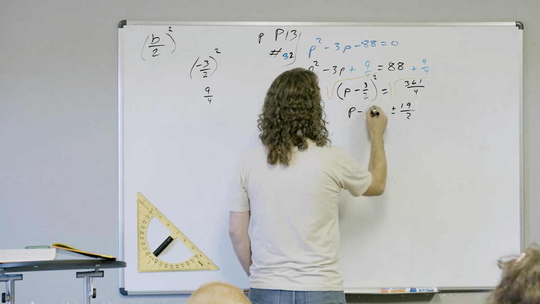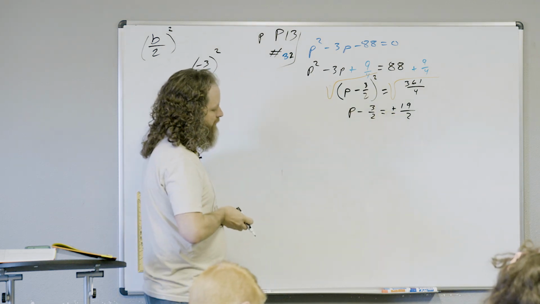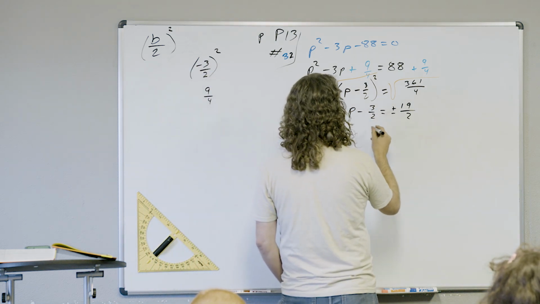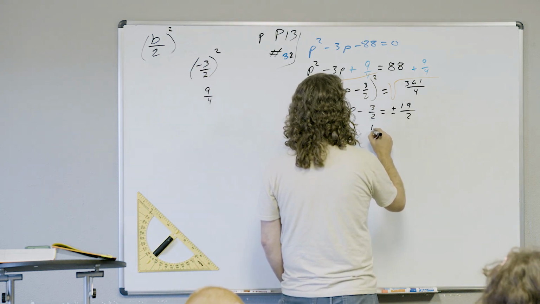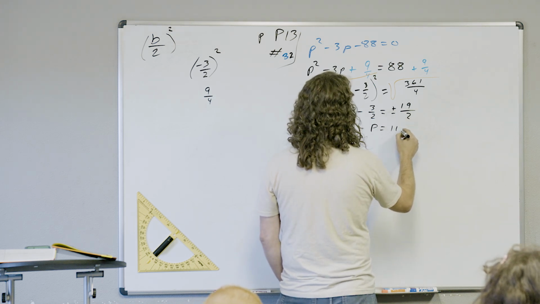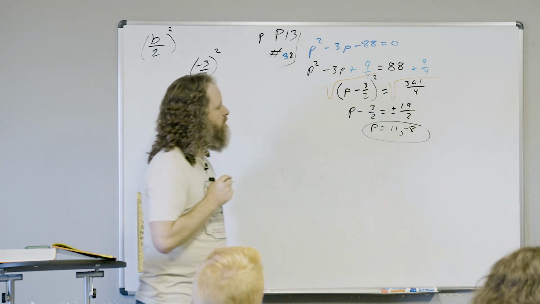So we end up with p minus 3/2 equals plus or minus 19/2. And then we add 3/2 to both sides, and we get p equals 11 and negative 8.